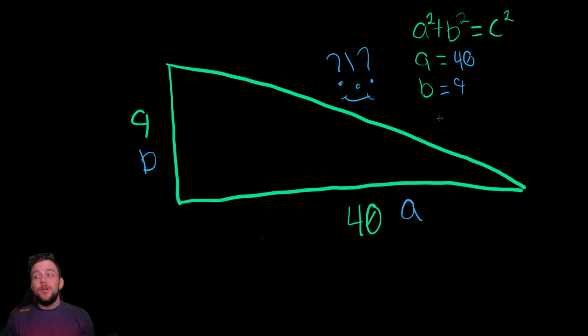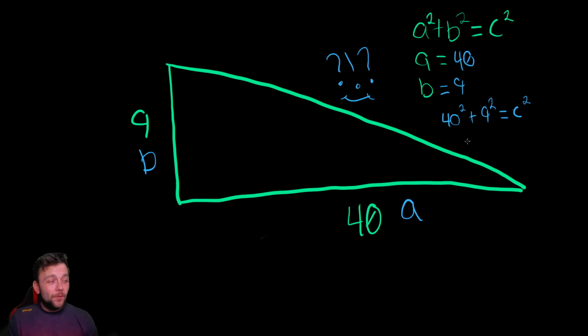And you just plug and chug. The Pythagorean theorem is a plug and chug problem. What I mean by that is that you put it in and you process it. You just do what they're telling you to. So what is 40 squared plus 9 squared, and that equals c squared. Okay. Hope my handwriting is at least moderately okay today.